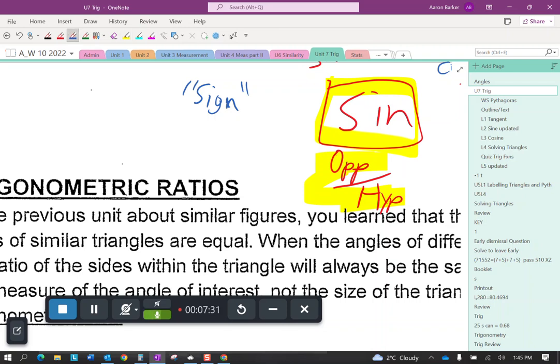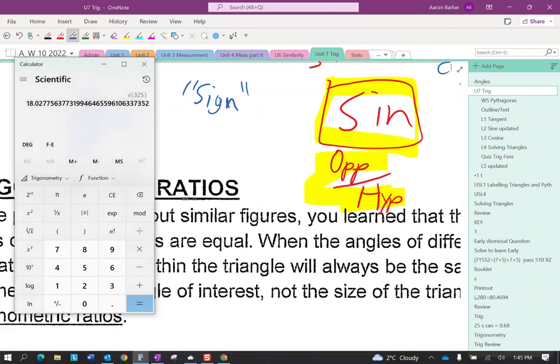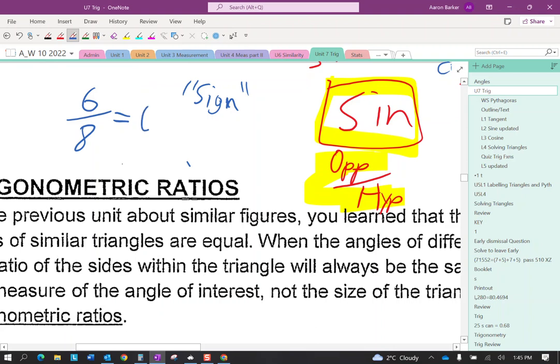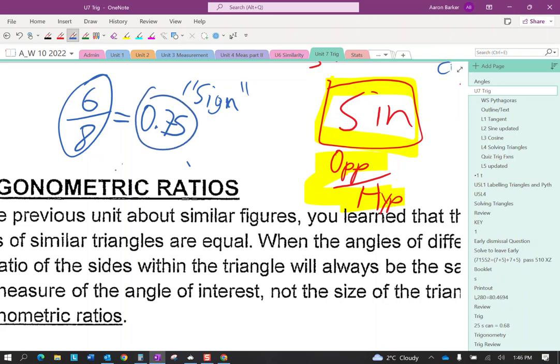So if you found the measure of the opposite side was 6 and the hypotenuse side was 8, you would then divide 6 by 8 to figure out what the ratio was as a decimal. 6 divided by 8 equals 0.75. So you have kind of two answers. You have the ratio as a fraction or the ratio as a decimal. Usually for this class, we turn into the decimal and we work with it.